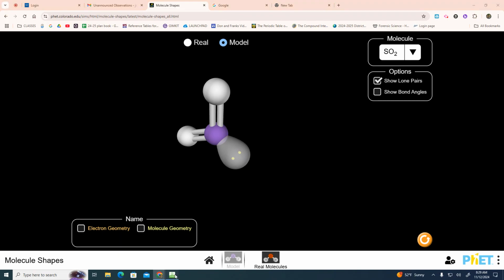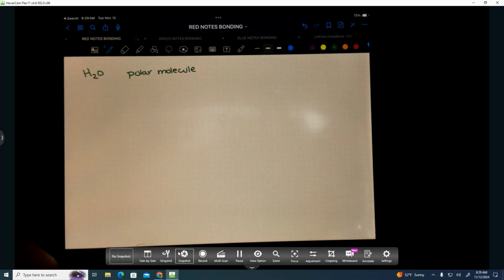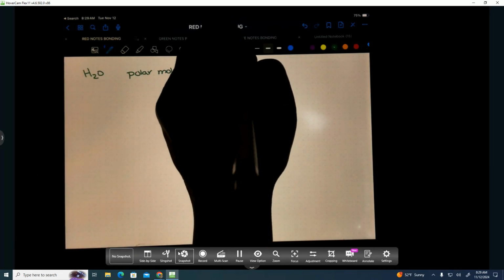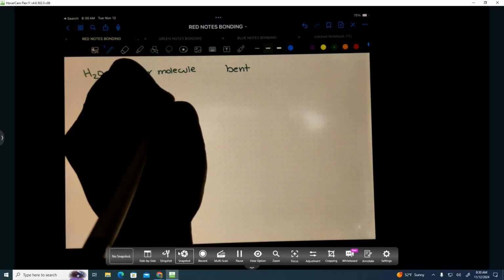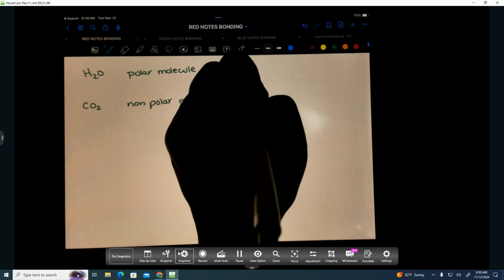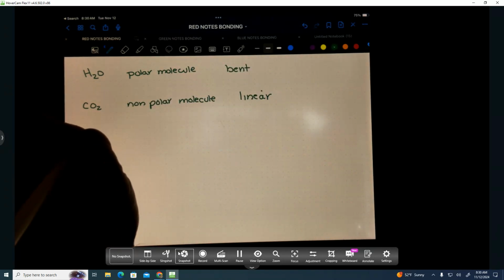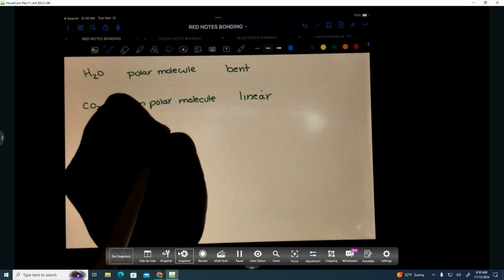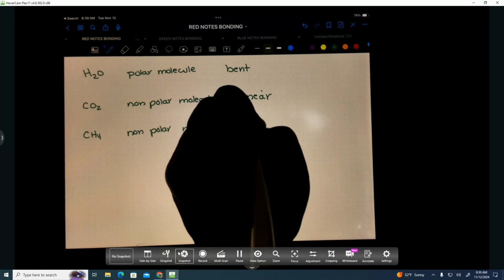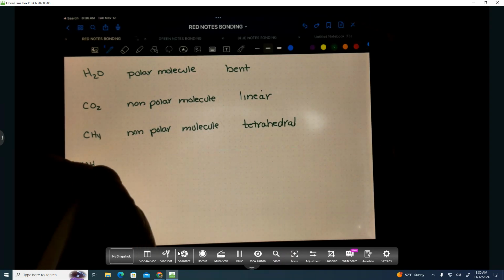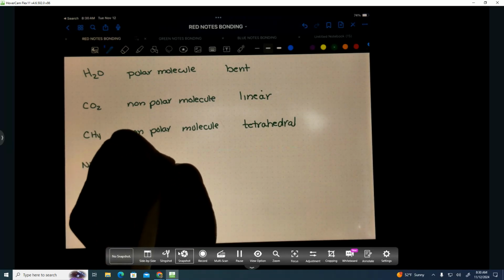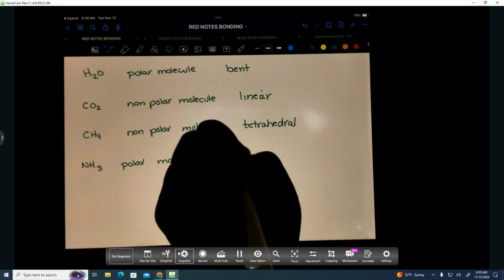Okay? So, recap really quick. Water is a polar molecule. Remember, polar bears swim in water. It is bent. Carbon dioxide is a nonpolar molecule, and it is linear. We've got CH4, which is a nonpolar molecule, and it's tetrahedral. And we've got NH3, which is a polar molecule, and it is trigonal.